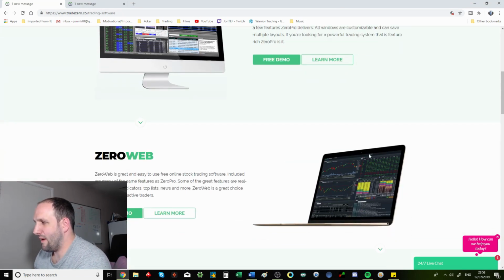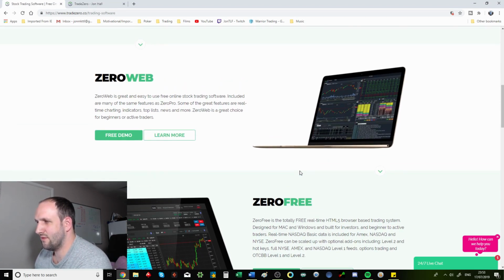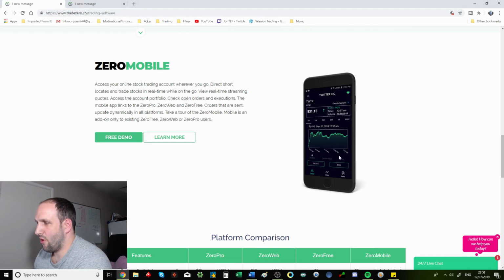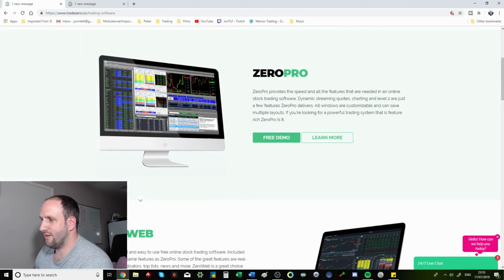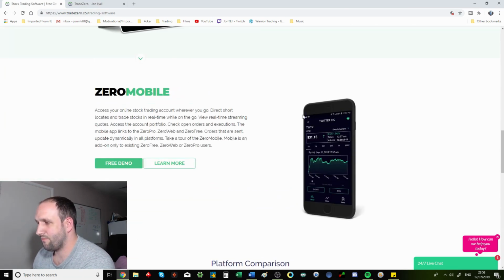They've got the Zero Web, which is just browser-based. The Zero Free, once again, that's browser-based. And then they've got the Zero Mobile, so you can access it on the go. It probably isn't bad to have it on your mobile, depending on if you're in a trade or not, but you should really have desktop downloadable software, so I'd always recommend the Zero Pro. You shouldn't really be trading on your phone. You'll see no professional traders do that, but I would use that as a backup.